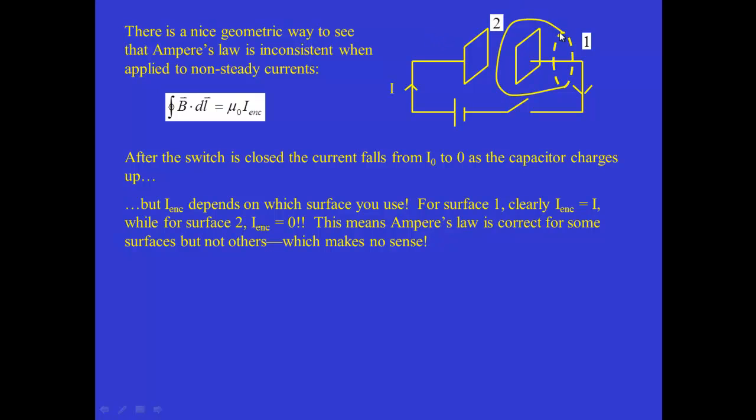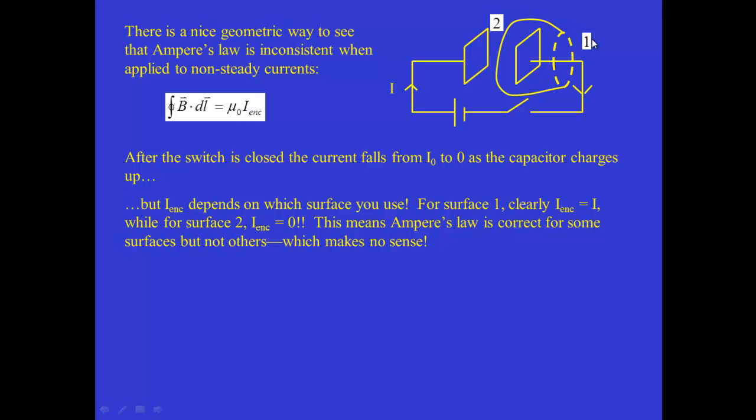However, let's imagine that, consistent with that loop, we determine I enclosed by looking at a different surface, a little bit like a sideways fishbowl or candy jar. This surface 2 is still bounded by the circular loop, but it passes in between the capacitor plates, where clearly there's no current flowing. So if I were going to determine I enclosed through that surface, I would get 0. Somehow there's a problem, because if I pick this circular loop to evaluate B dot dl, I ought to get the same thing on the right-hand side, no matter which surface I use that's bounded by that circular loop.